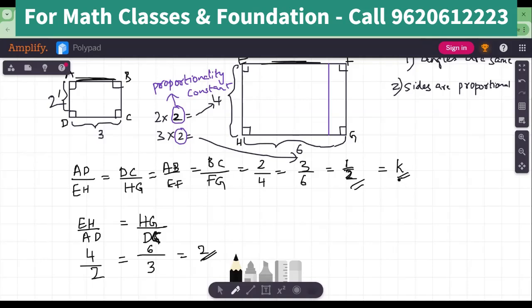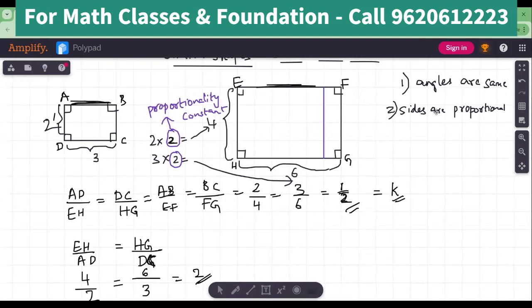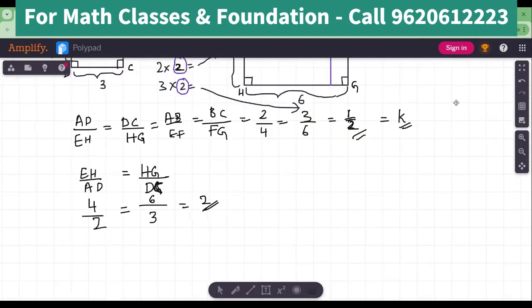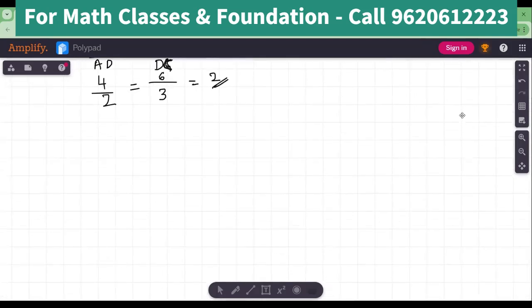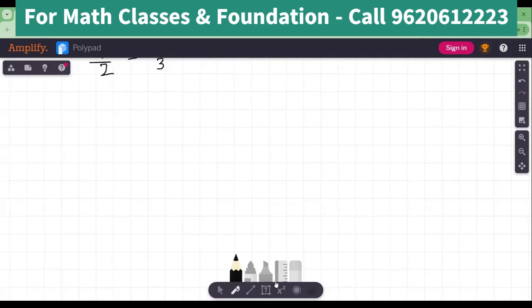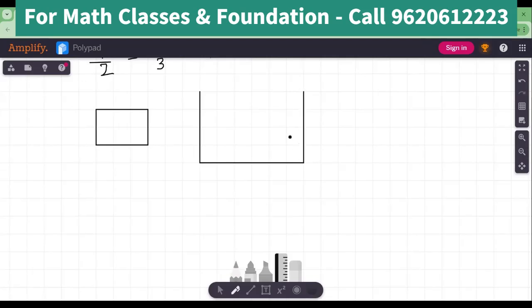Okay. Now we've understood this is a primary important quality: two shapes are similar means they should have a proportionality constant which is same. That means sides are proportional and the angles are same. Now let's take these same rectangles itself. Let me draw it again here. Same rectangles where the length is 2 and the breadth is 3, and the other one, length is 4 and the breadth is 6. So these two shapes we've already seen are proportional.